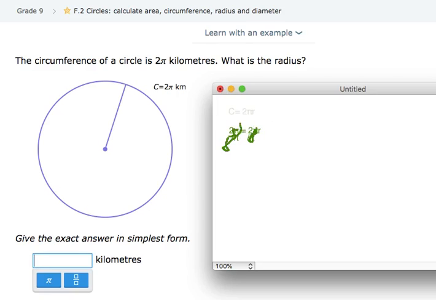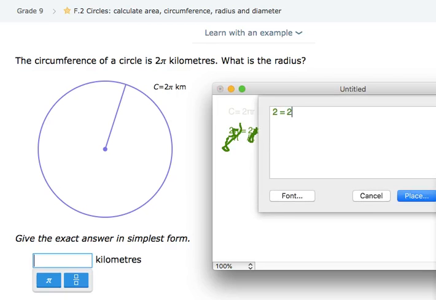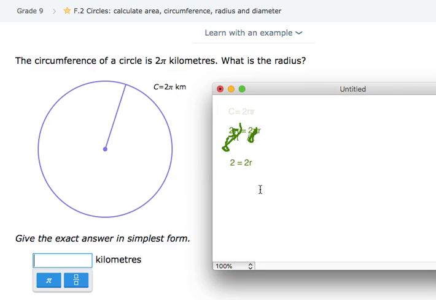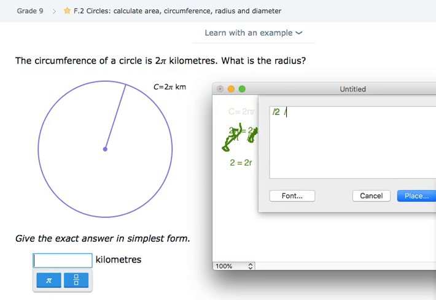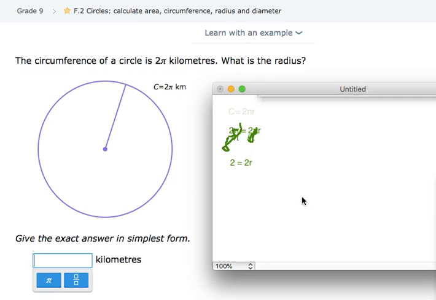So that leaves me with 2 equals 2r. And if 2 equals 2r, again, I'm getting really close to finding out what r is. I just got to divide both sides by 2. If you're saying, well, could I just have divided both sides by 2 and pi at the same time? Yes, you could have. You would have gotten the right answer. But this is nice too.